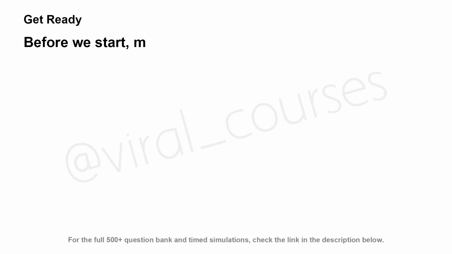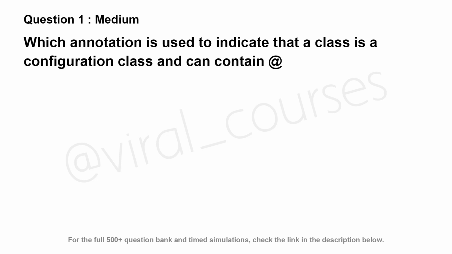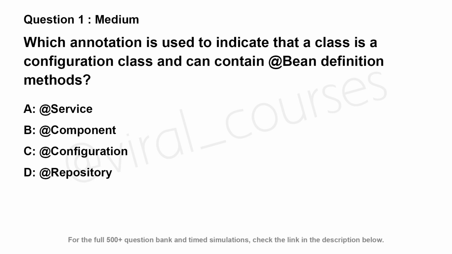Before we start, make sure to grab a pen and paper to track your score. Which annotation is used to indicate that a class is a configuration class and can contain @bean definition methods? Option A, @service. Option B, @component. Option C, @configuration. Option D, @repository.